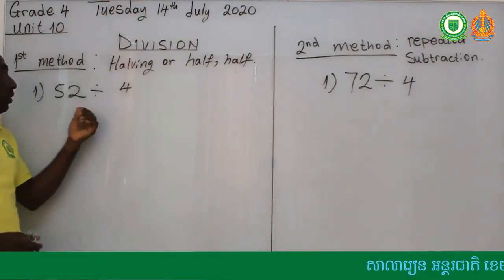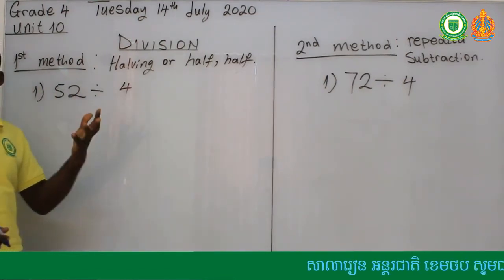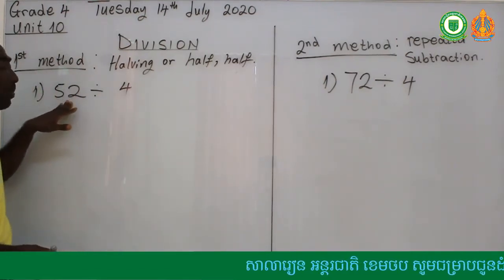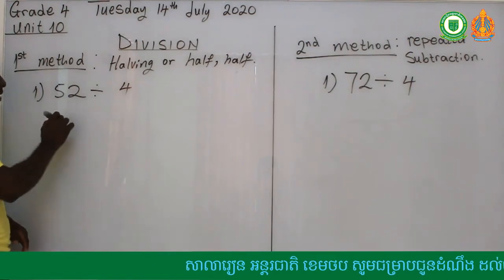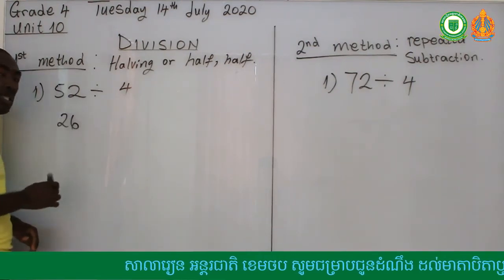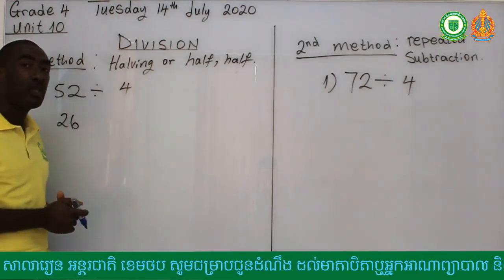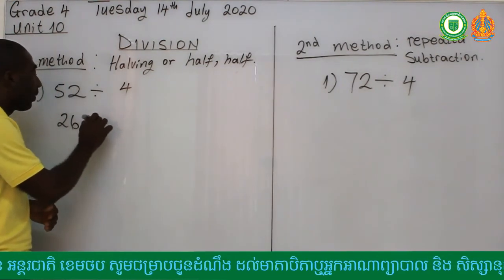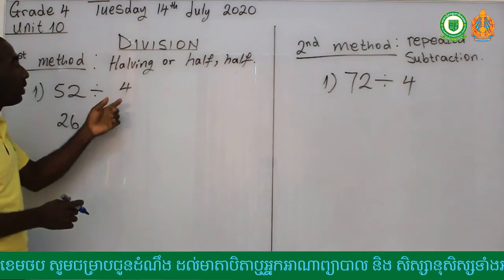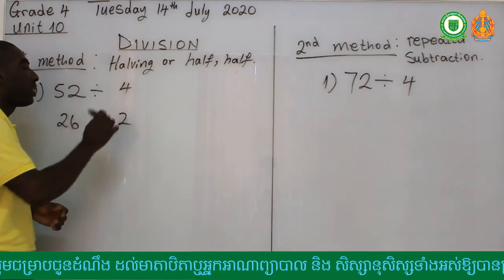So we have 52 divided by 4. It is half-half system, so we have to divide here by 2. So that is going to give us 26. 52 divided by 2 is going to give us 26. We bring our division sign. 4 divided by 2 is going to give us 2.